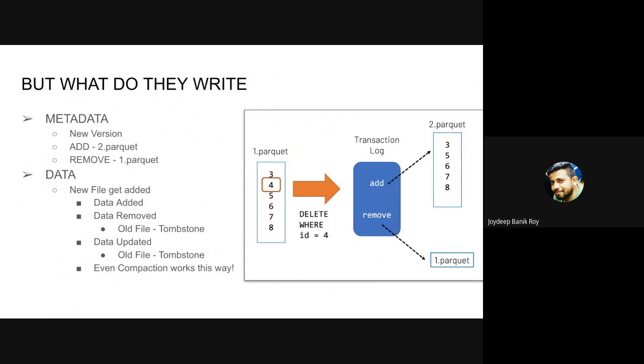Now you want to remove this 4th ID over here. What is going to happen is a new file will be written, which will have 3, 5, 6, 7, 8.